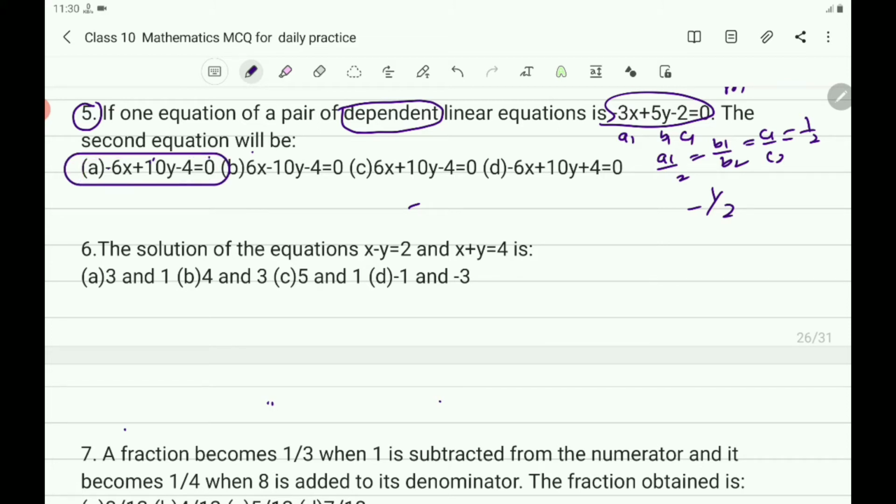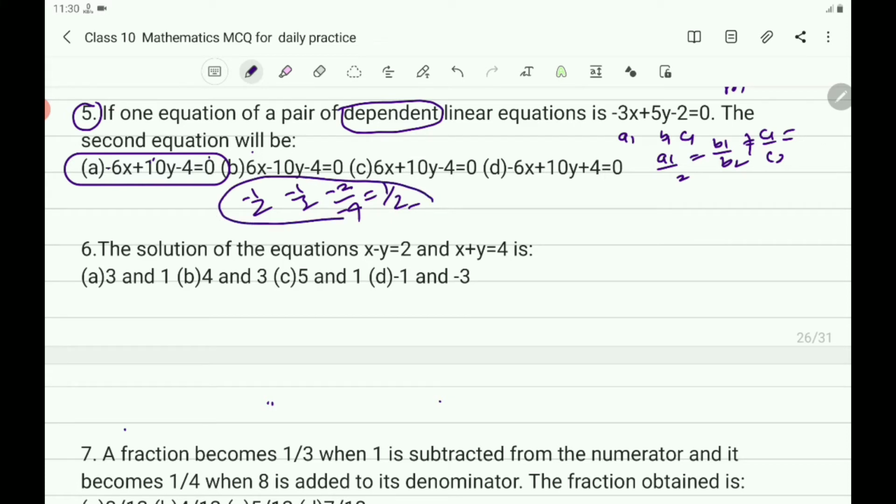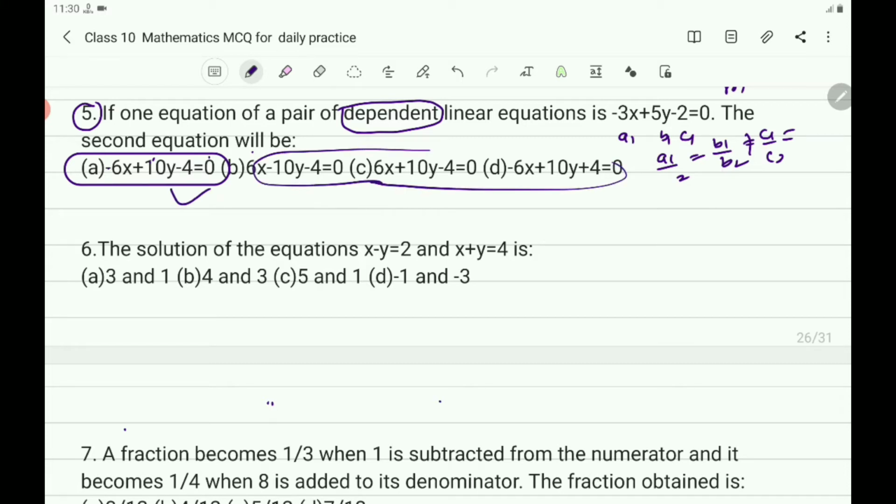Now what happens to the other? If you take the second one, 3 by minus 6 becomes minus 1 by 2, and 5 by minus 10 becomes minus 1 by 2 also, and minus 2 by minus 4 becomes 1 by 2. Here this is not equal to this one. So here it is not dependent. So you can't get it this way. Similarly, in all the cases, if one holds, the other will not hold. So you consider option A, you got the answer. Option A is the answer.